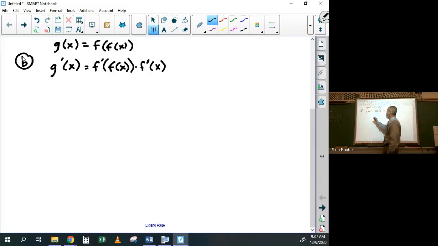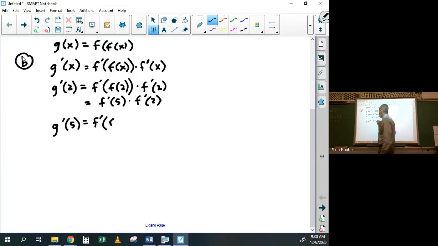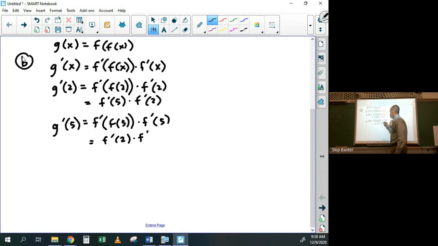And then if you substitute in 2, g prime of 2, you get f prime of f of 2 times f prime of 2, which is really f prime of 5 times f prime of 2. And if you do the same work, plugging in 5, g prime of 5, you get f prime of f of 5 times f prime of 5, which is f prime of 2 times f prime of 5.